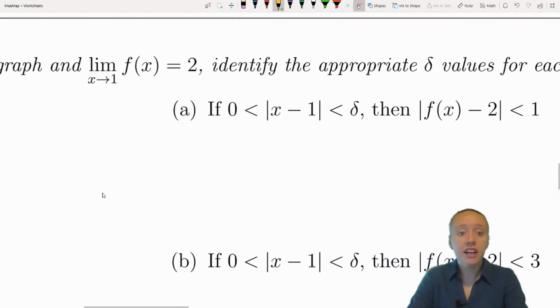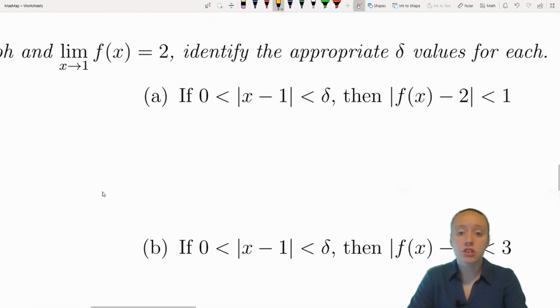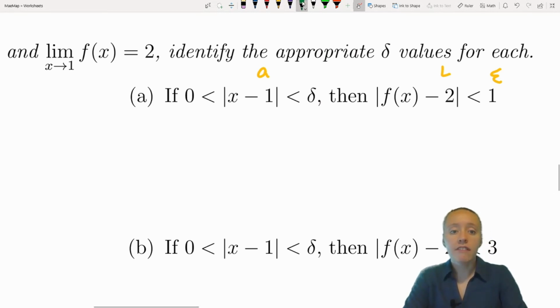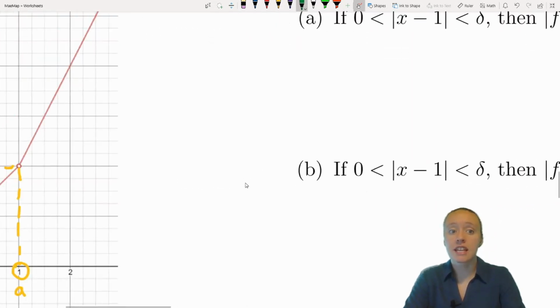So there's our point in question, that limit. We're going to identify the appropriate delta value for each. So I need to find the delta value that will make this true. If 0 is less than the absolute value of x minus 1, which is less than delta, then the absolute value of f of x minus 2 is always less than 1. So there's my epsilon value. You can see I have a, L, and they give me an epsilon value of 1. So let's use it. The absolute value of f of x minus 2 is always less than epsilon.